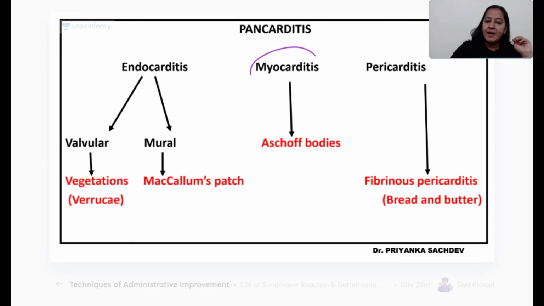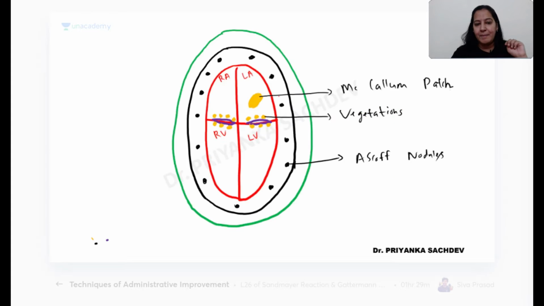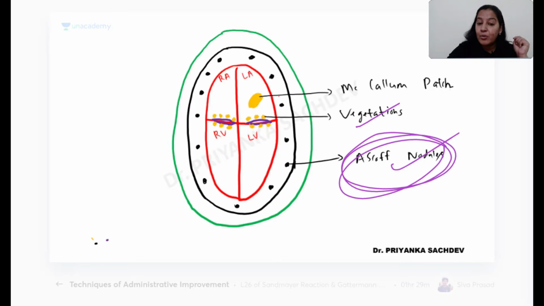Coming on myocardium. What will happen in myocardium? You tell me. In myocardium, there will be Aschoff bodies formation. Granulomas will form. Can you see the black colored dots I have shown? You can see both things of the endocardium are shown in this diagram: mural is different, valvular is different. What will happen in myocardium? In myocardium, multiple granulomas are formed. These granulomas are known as Aschoff nodules. Can you see the black colored dots I have drawn?